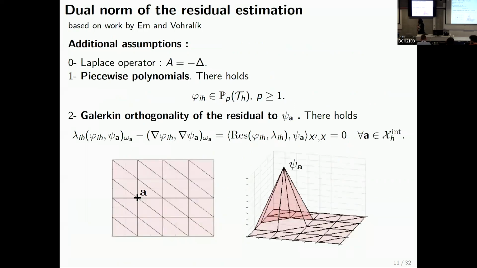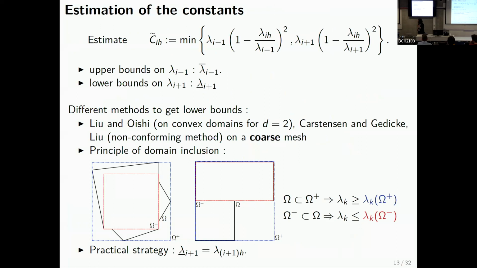And so I'll just skip this, which is how to estimate the dual norm of the residual in the case of finite elements. In Fourier, it's just bounding this by the H1 norm of the residual, H minus 1 norm of the residual. And so to estimate this constant, which involves a gap, we need crude bounds on the surrounding eigenvalues. And this is in a way difficult because this is exactly the problem we are trying to solve.